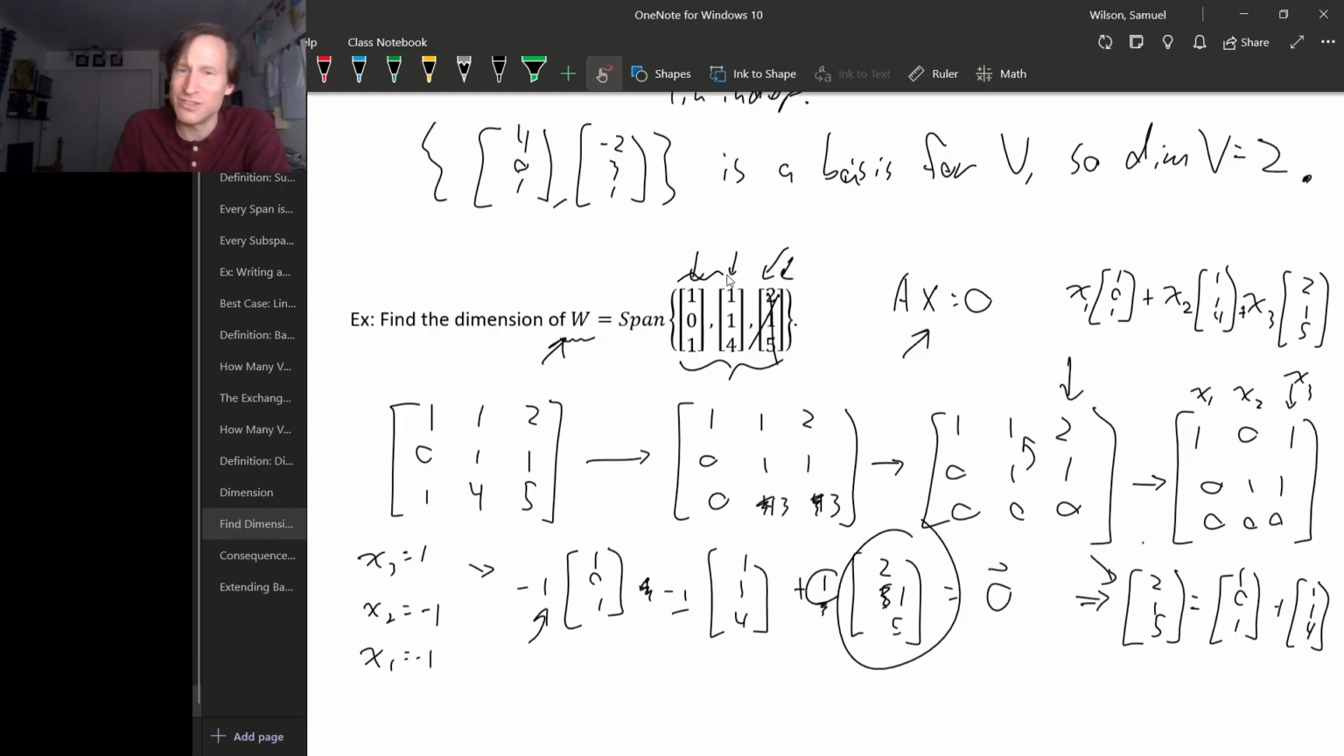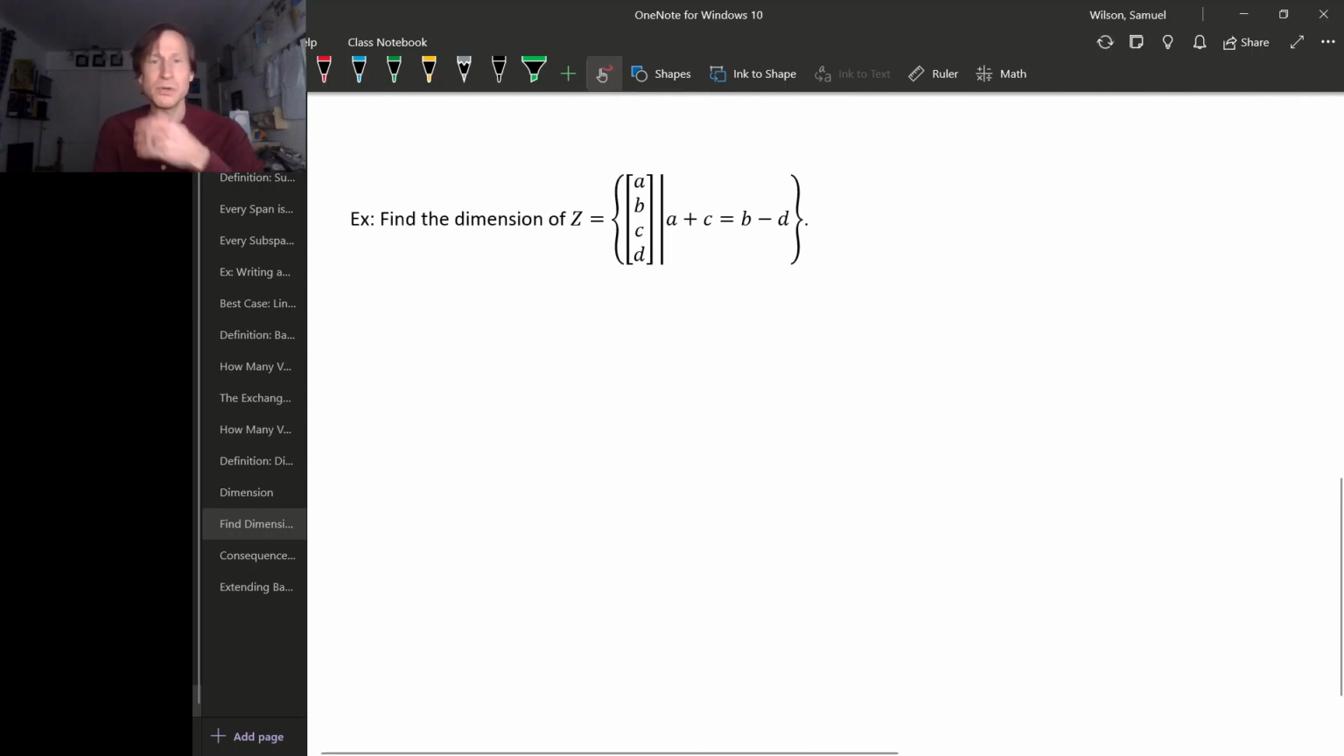Well, are these first two vectors linearly independent? Well, in this case, yes, because we're down to just two vectors, and two vectors are linearly independent whenever they aren't multiples of each other, and that's the case here. So here we have a spanning set for W that is also linearly independent, so it's a basis, and the number of vectors in this spanning set is the dimension of W, and so that's 2 again.